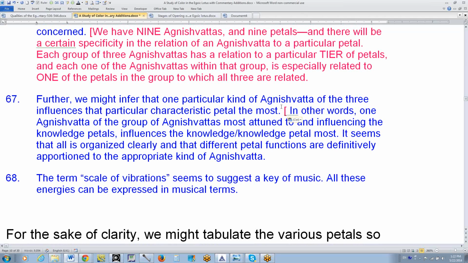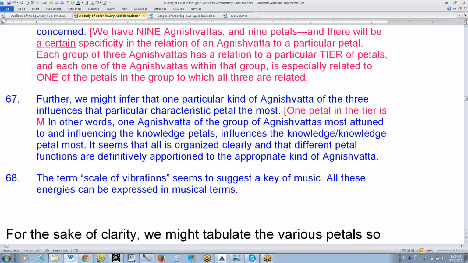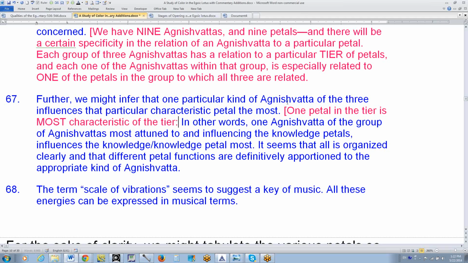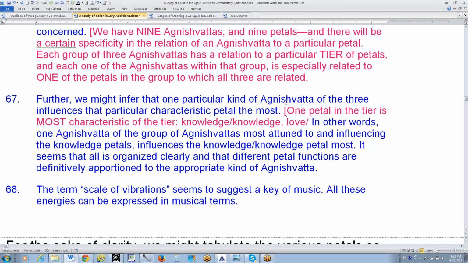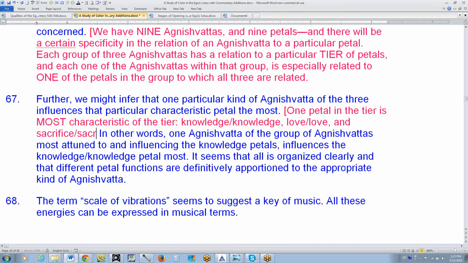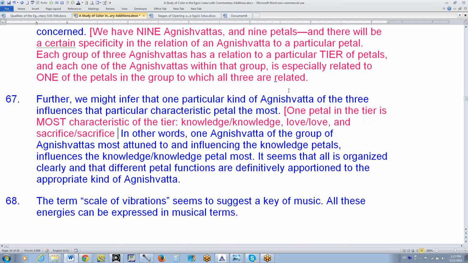Knowledge, knowledge, love, love, sacrifice, sacrifice. One petal in the tier is most characteristic of the tier. In other words, one Agnishvatta of the group of Agnishvattas most attuned to and influencing the knowledge petals influences the knowledge petal most. And it seems that all is organized clearly, and that different petal functions are definitively apportioned to the appropriate kind of Agnishvatta. So we can say, okay, Agnishvatta, solar angel, solar pitri, it's all in good hands and well organized.